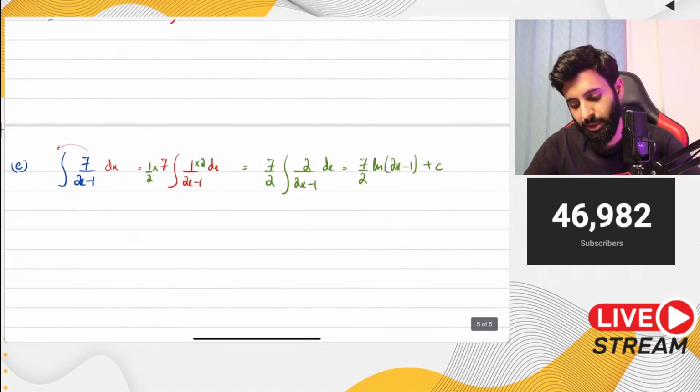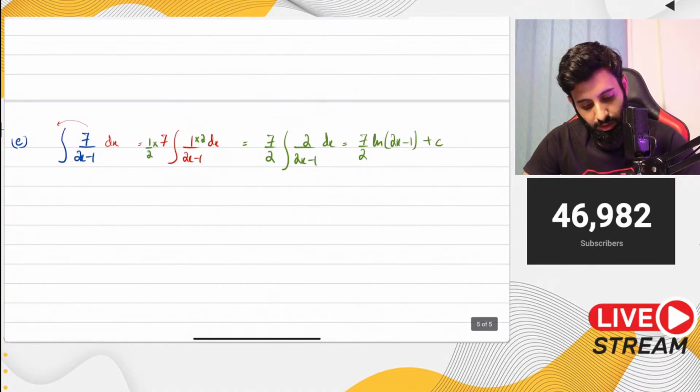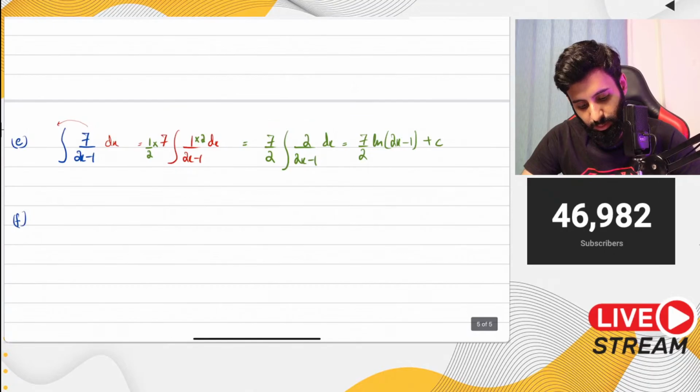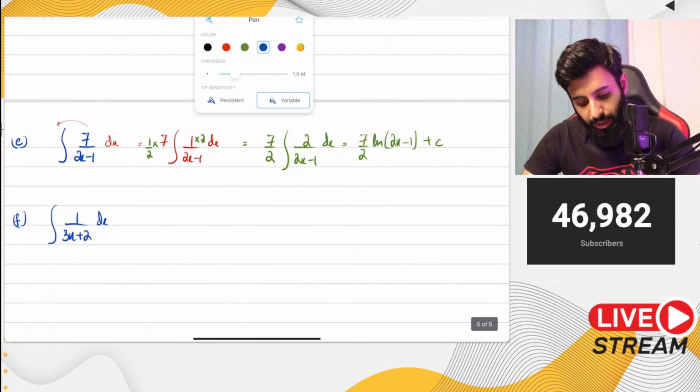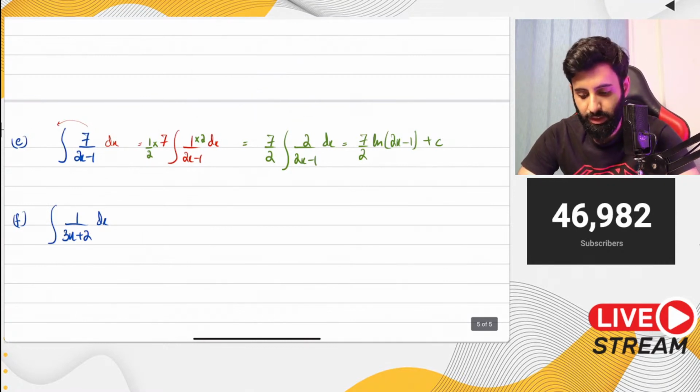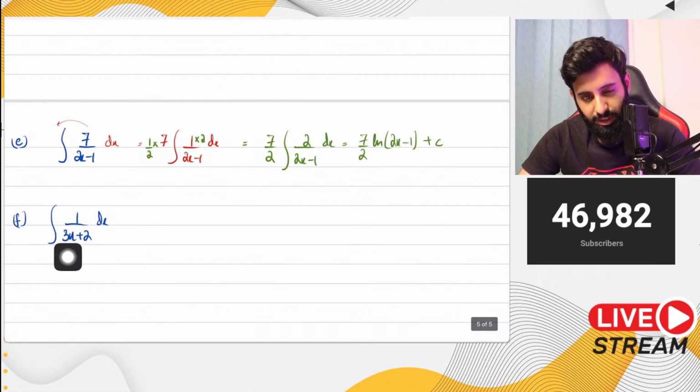ठीक है, एक और example कर लेते हैं इसकी. Let's say you have something like this, 1 upon 3x plus 2, and this is what you have to integrate. Now what am I going to do over here? What do I need to do over here? That's the question you need to ask yourself. The answer to that should be that since the differential of the denominator 3x plus 2 is 3, that means the numerator should be 3.